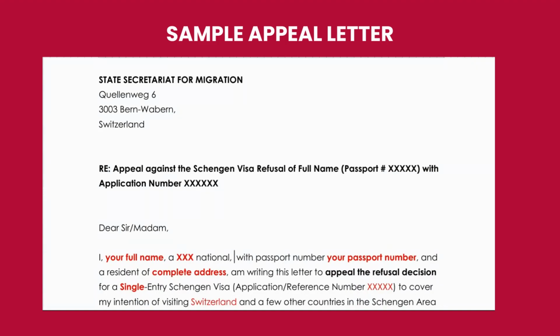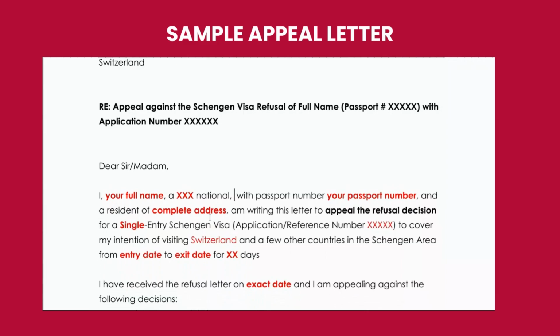Take note, if you know the person who will be receiving the letter, then please do indicate the full name of that person. Let's go over the start. The first paragraph should include who the applicant is and why she is writing this letter. It can be stated like this, it doesn't have to be the same. I, the full name of the applicant, a blank national with passport number, and then indicate the passport number, and a resident of, with the complete address.